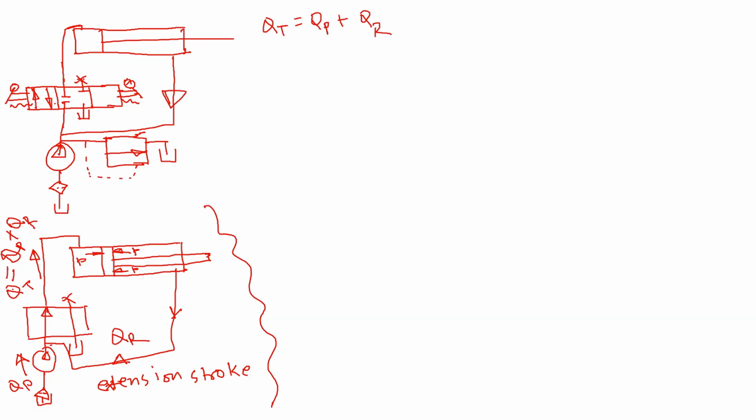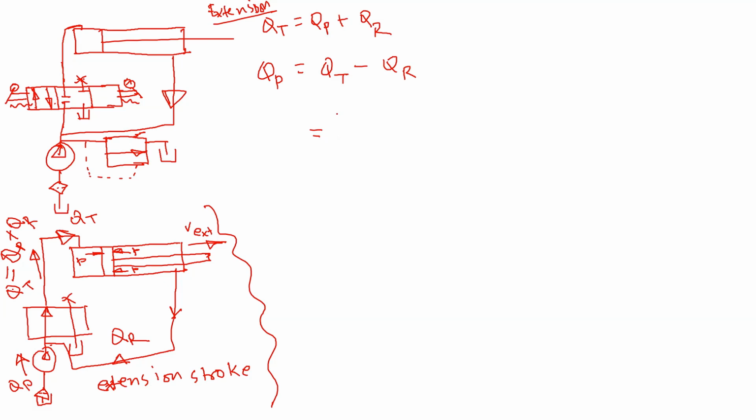So to calculate pump flow, we can solve for pump QP, which is equal to QT minus QR. Now, remember, we are developing all these equations for the extension stroke. We are thinking that the cylinder is extending now, so going this way, going out, and the velocity of extension is that. So QT, the total flow coming this way, that's the QT.